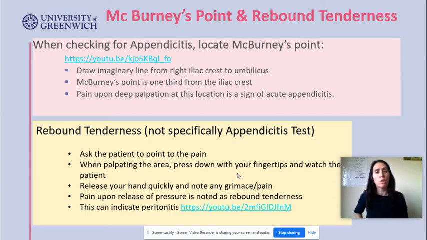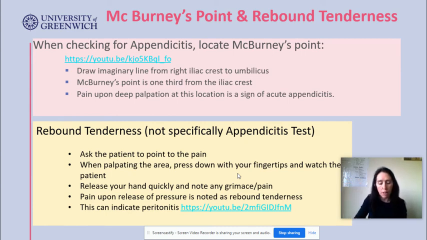Light palpation first. Do not move on to deep palpation if you get an extreme pain from the light palpation. Be careful. Right, rebound tenderness, not necessarily for appendicitis, but you might find it positive with appendicitis as well. So ask the patient to point to the pain. When palpating the area, you push down with your fingertips. All right? When you take your fingertips away, and that's when they feel the pain, that's rebound tenderness.